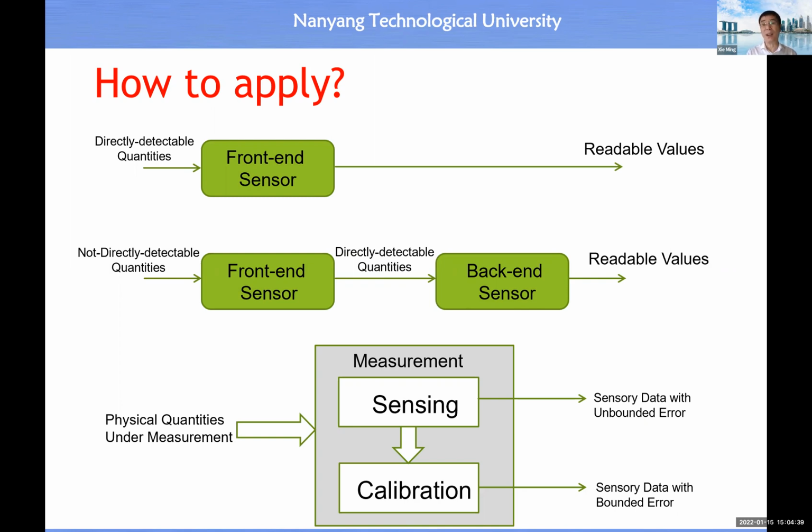Basically, you will apply the knowledge learned from this course to guide the design of your future sensor or your future measurement and sensing system. And the design of a measurement and sensing system will follow two steps. Step number one is to transform the value of a physical quantity under measurement into a readable value. Step number two is to do calibration.